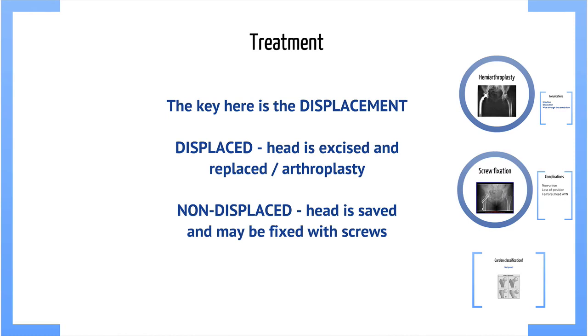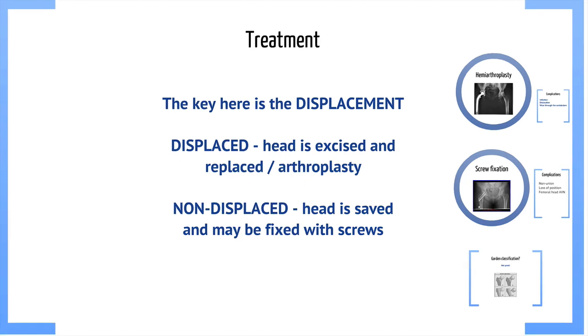So, how do we treat these fractures? The key to the treatment of intracapsular fractures is the level of displacement that you see on the X-ray. If the head is highly displaced, the head is excised and replaced, and we call this an arthroplasty. If the head is not really displaced, we can save it and fix it with screws.